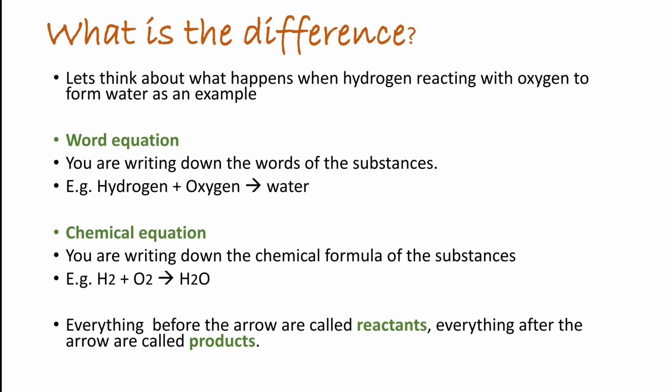We say H2 and O2 because both elements are diatomic. This is an unbalanced equation. We cover balanced equations in grade 9. Please note that everything before the arrow are the reactants and everything after the arrow are called products. So in this example, hydrogen and oxygen are the reactants and water is the product.